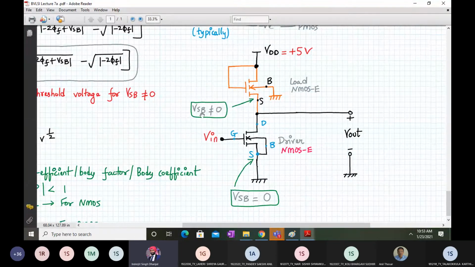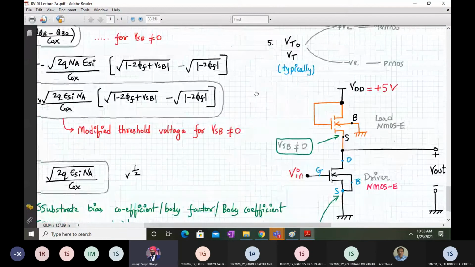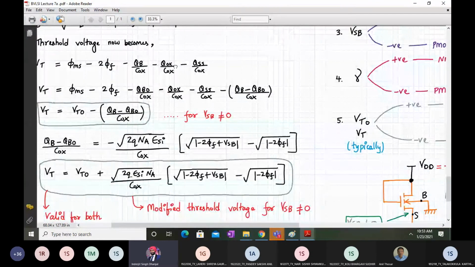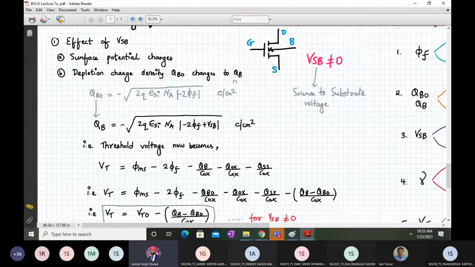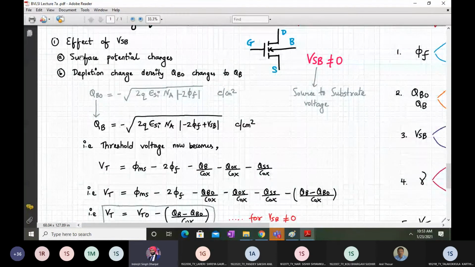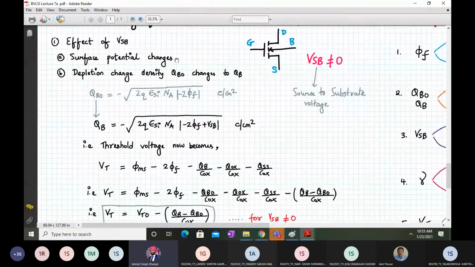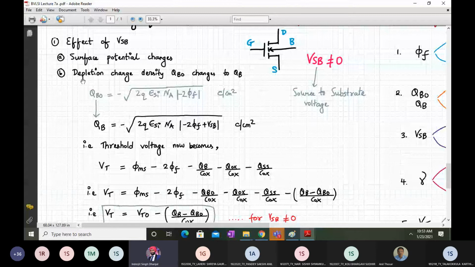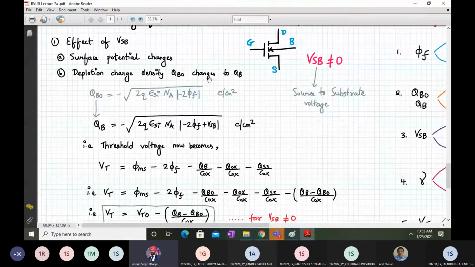Okay, hence VSB is not equal to 0 over here. Hence there will be some change in the formula. So what is that change we are going to see now? Okay, so what is the effect of VSB? The effect of VSB is the surface potential changes. And the second effect is the depletion charge density changes.